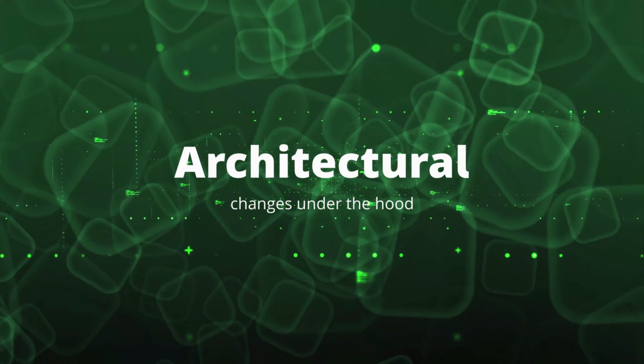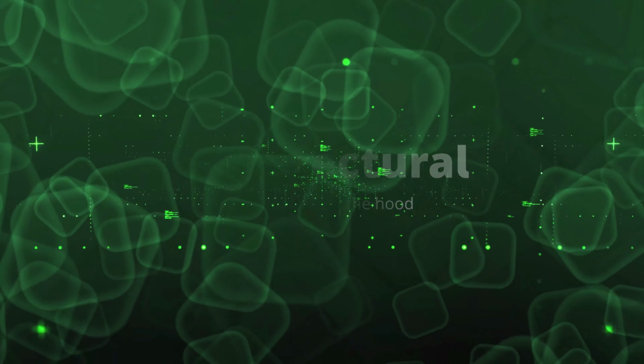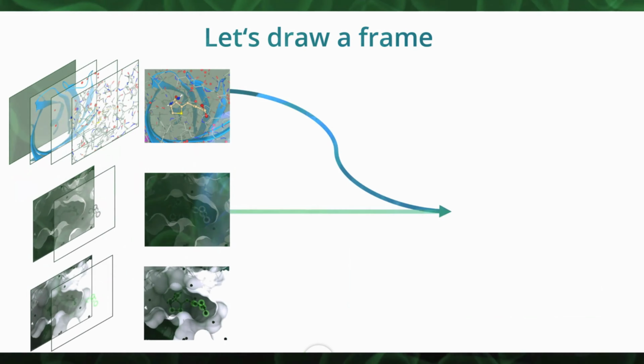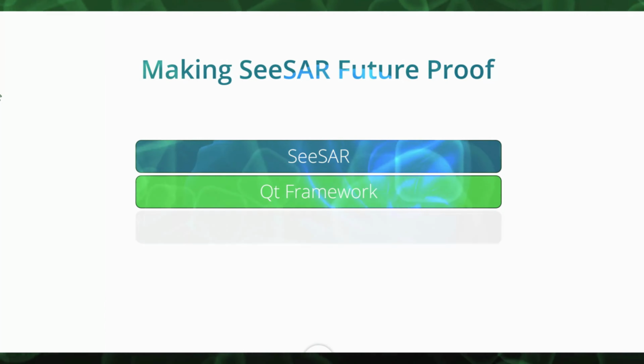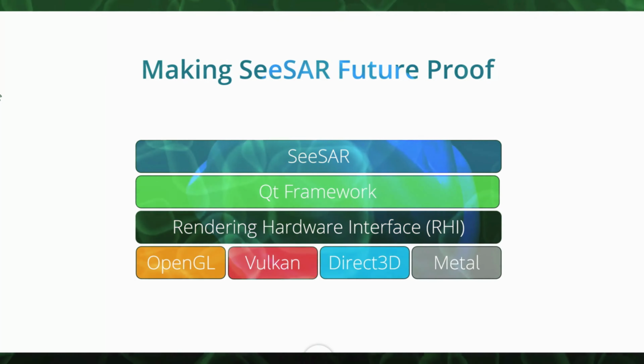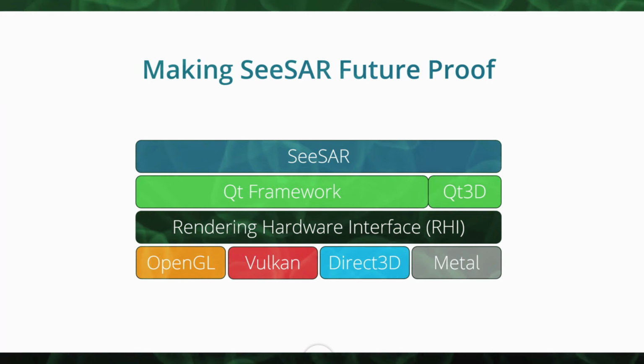The first significant architectural change is to do with the underlying 3D rendering machinery in SeeSAR. This 3D rendering pipeline in SeeSAR has undergone a foundational overhaul, adopting a modernized platform-independent architecture. This enhancement ensures improved performance and a smoother user experience.